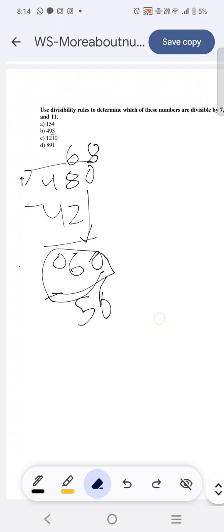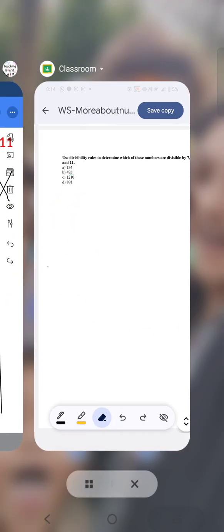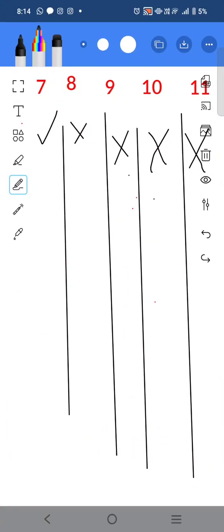So 495 is not divisible by 7. So it's wrong.